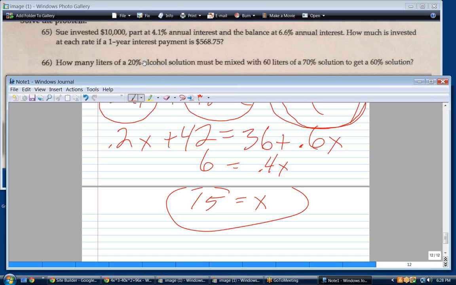Or if it was a salt, I could replace the word alcohol by salt. A 20% salt solution would mean 20% of it would be pure salt, and 80% would be water. So even though alcohol is a liquid, not a solid, it actually helps to think of it as a solid. Okay?